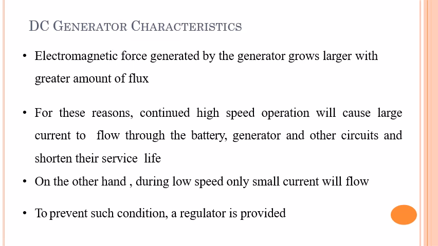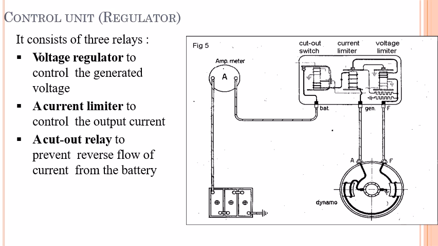Next is about the characteristics of the DC generator. High speed operation will cause high current to flow through the battery, the generator and other circuits and shorten their service life. On the other hand, during low speed, only a small current will flow. To prevent this condition, a regulator is provided. The control unit, that is the regulator, consists of three relays: the voltage regulator, the current limiter and the cutoff relay. The voltage regulator controls the generator voltage, the current limiter controls the output current, and the cutoff relay prevents reverse flow of current from the battery.